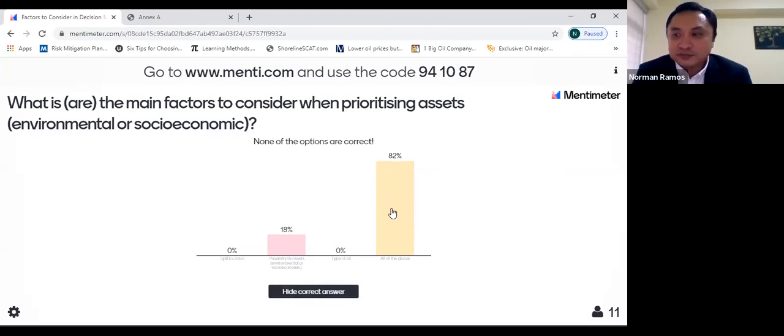So why all of the above? These factors that we mentioned, although this is not an exhaustive list, all need to be considered when you prioritize assets. The spill location, definitely, where the spill happened. This is important because it also answers how proximate this location is to your assets. Is it very near? Is it very far from your environmental or your socioeconomic assets? Aside from that, what's the type of oil that spilled out?